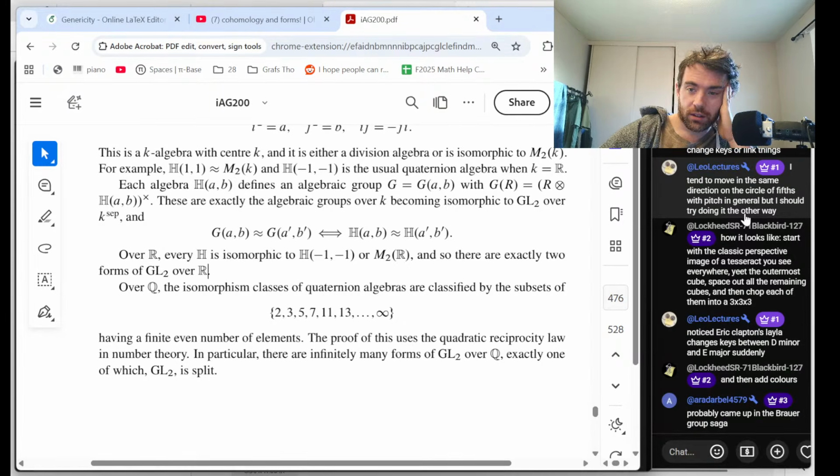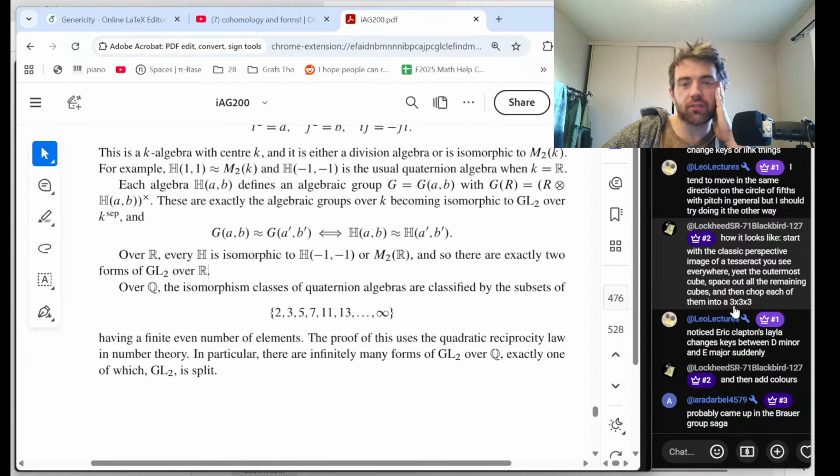Turn that flat frown upside down. Start with the classic perspective image of a tesseract you see everywhere. Meet the outermost cube, space out all the remaining cubes, and then chop each of them into 3x3x3.